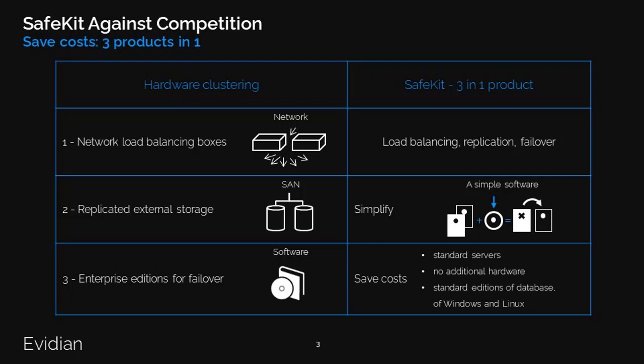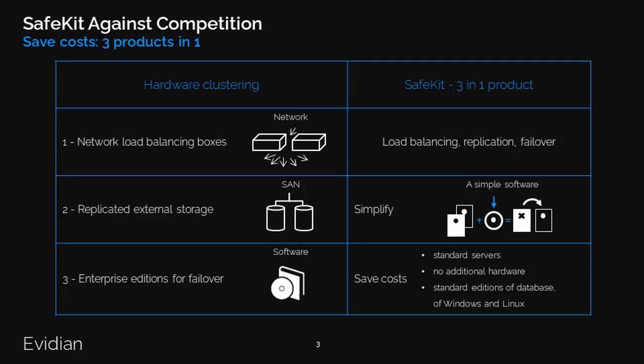Then the second clustering cost saved with SafeKit is the synchronous replicated storage. In this clustering solution, 2 bays of disk are replicated on 2 remote sites. The remote sites must be connected by a storage area network, and the replication is made with the mechanisms of the bays. This solution is very expensive and very complex to configure, even for a skilled person.